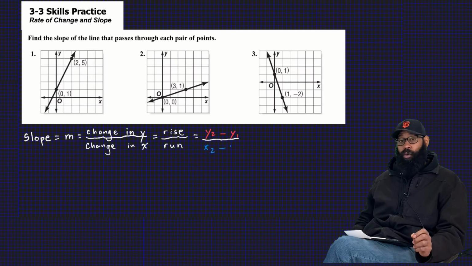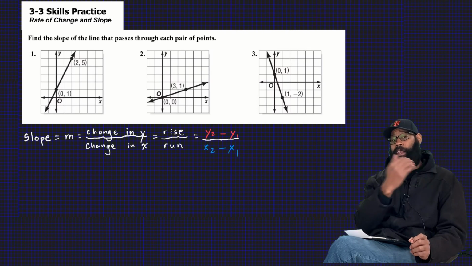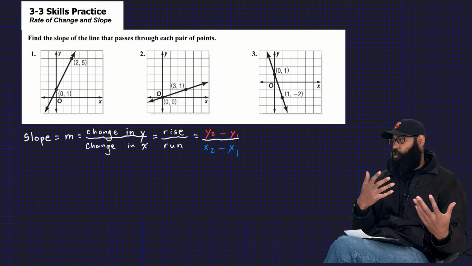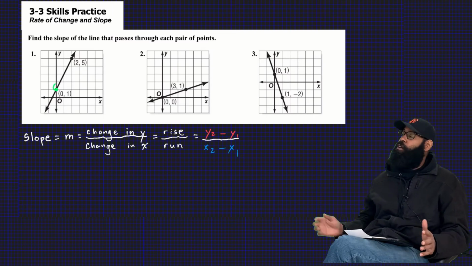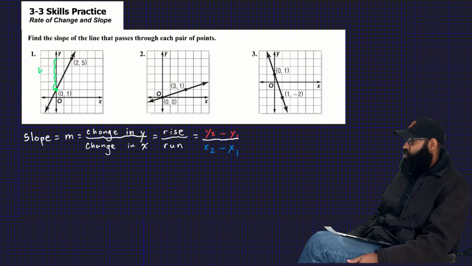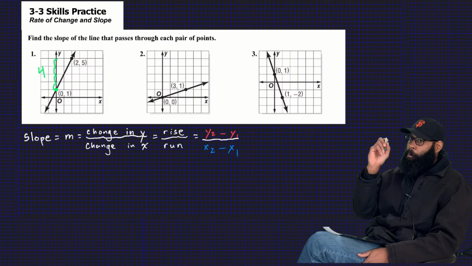Rise is up and down, the y-axis. Run is left and right, the x-axis. That's where we get the term rise over run. We're going to be using that formula all day today, but as you can see, you can just count. So guys, I'm literally going to pause.